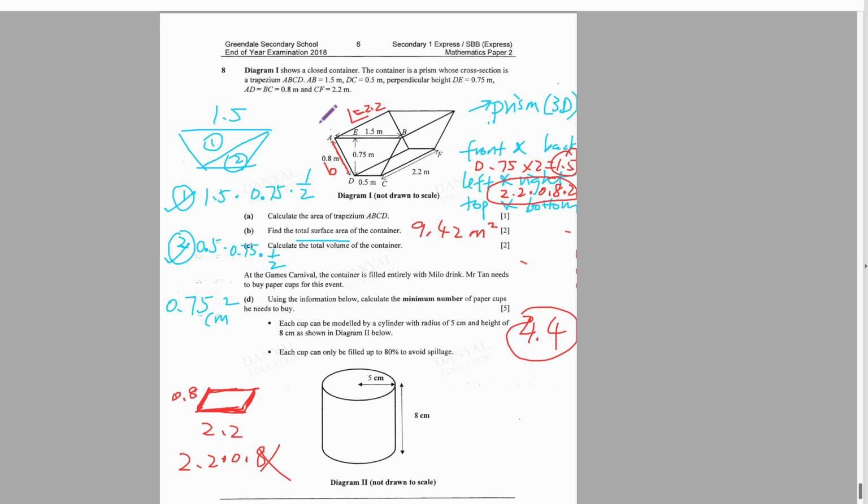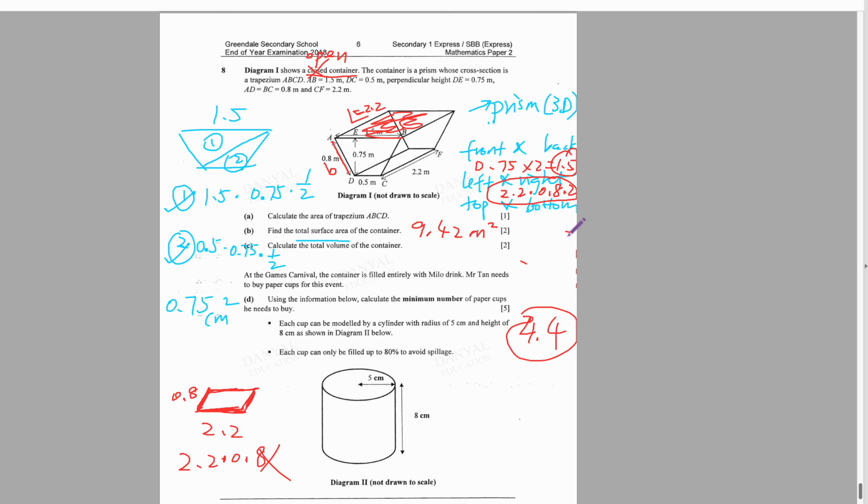Actually, there is another thing you need to take note of. Over here it says a closed container, so that means there is a lid. If they tell you it's an open container, there will be no top. So you must read carefully.